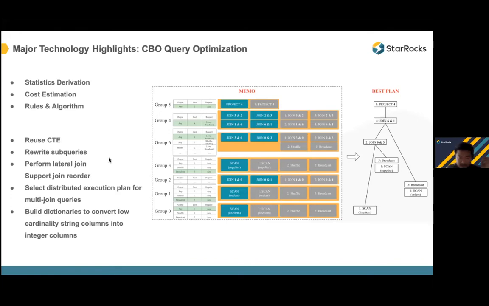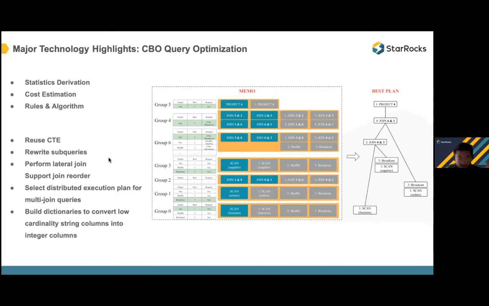StarRocks has designed and implemented a brand new cost-based optimizer, built from scratch. This kind of optimizer is similar to Cascades. It's customized according to the StarRocks full vectorized engine and has made several improvements and innovations. The optimizer helps to reuse CTE, rewrite subqueries, perform lateral joins, support join reorder, select a distributed query plan for multi-joins, and build dictionaries to convert low cardinality string columns to integer columns.